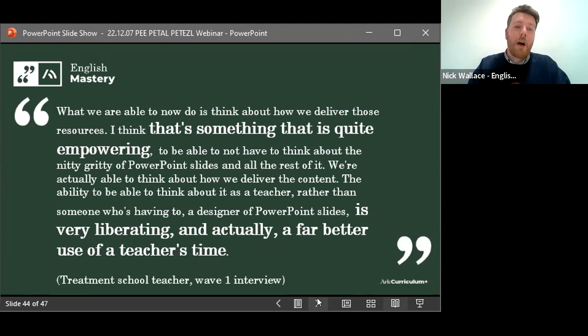What we're able to do now is think about how we deliver the resources. It is something that's empowering to be able to not just have to think about the nitty-gritty of writing a PowerPoint slide and all of the rest of it. We're actually able to think about how we deliver the content, the ability to be able to think about it as a teacher rather than someone who's having to design a PowerPoint is very liberating and actually a far better use of teachers' time. And this comment really sums up our mission about empowering teachers.